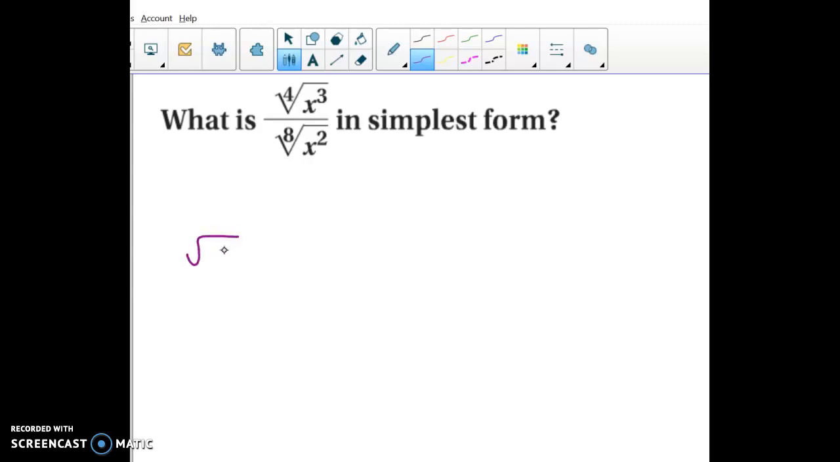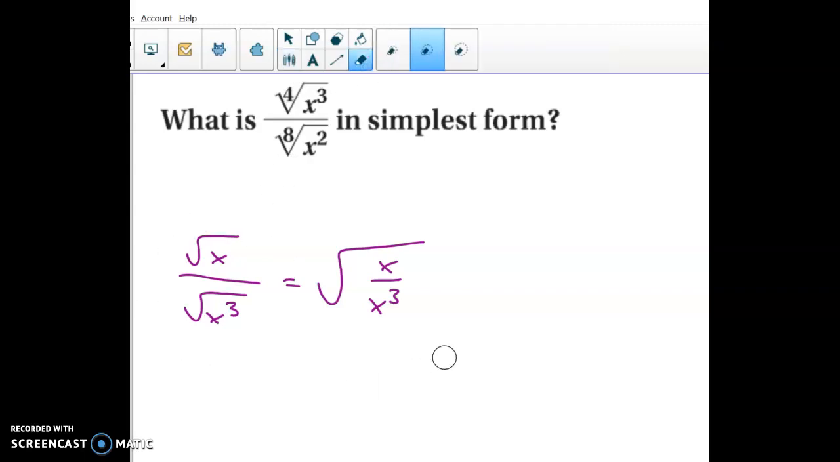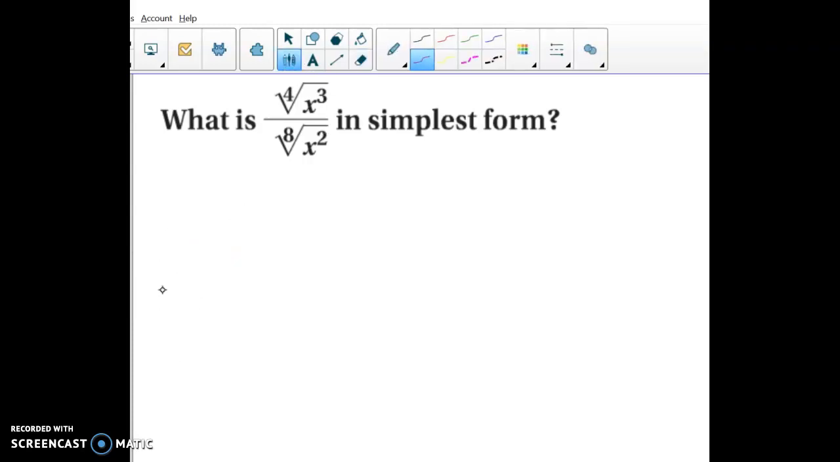All right, so normally what we want to do on these questions is make them into one big root, like x over x cubed or something. But we can't do that here because we have a 4th root and an 8th root. So this thing we did earlier is not going to work here. So the trick is to switch the forms.